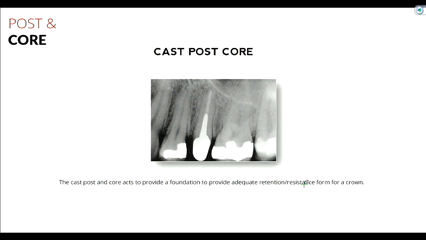All right, so that's what a radiograph of that would look like. Cast post acts to provide a foundation for adequate tension resistance form of a crown. Any questions on that? So that's one of the two exercises we're going to do today. Pick an anterior tooth to do that exercise. You're going to cut it down sort of arbitrarily. You want at least 2 millimeters of axial wall height in your simulation.